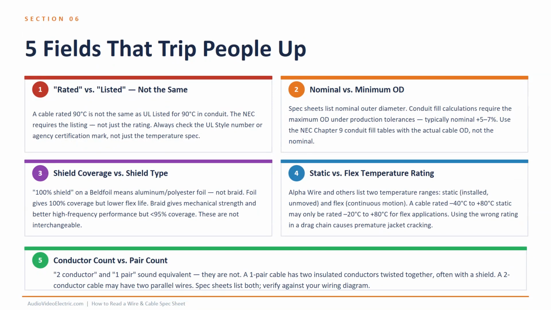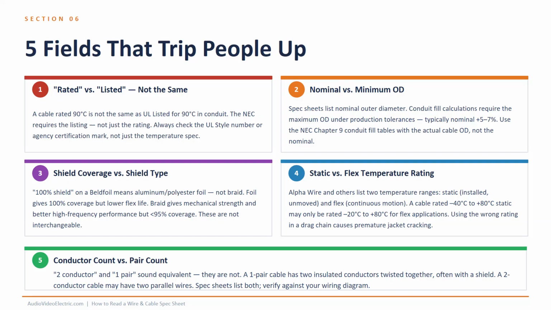Here are 5 fields that commonly cause confusion. First, rated versus listed. They're not the same. The NEC requires the listing, not just the rating. Second, nominal versus maximum outer diameter. Conduit fill needs the maximum OD, not nominal.